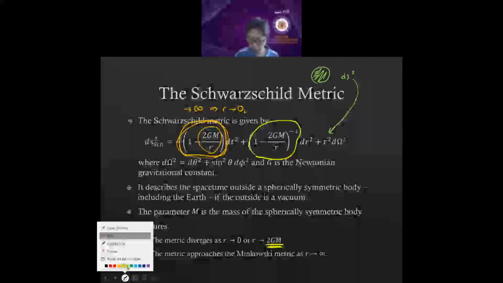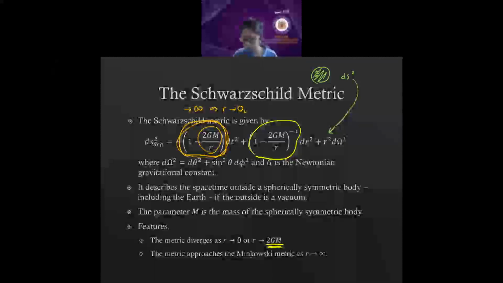And another feature that you would notice is that the metric approaches the Minkowski metric as r goes to infinity. So as r goes to infinity, this term is going to vanish, this term is going to vanish, and you are left only with a metric that looks like the Minkowski metric.